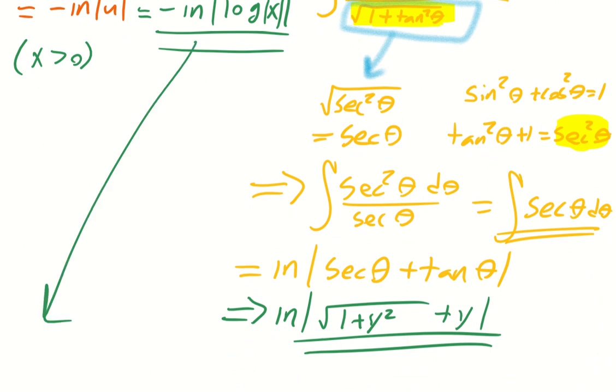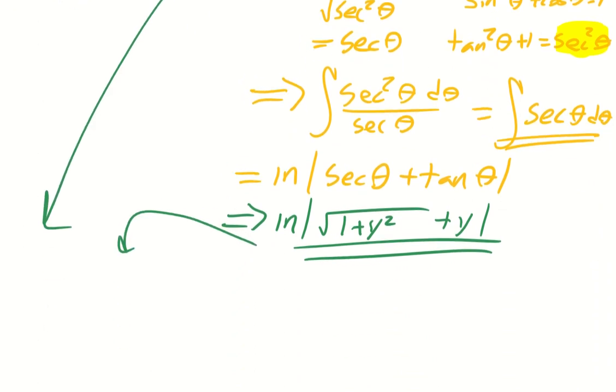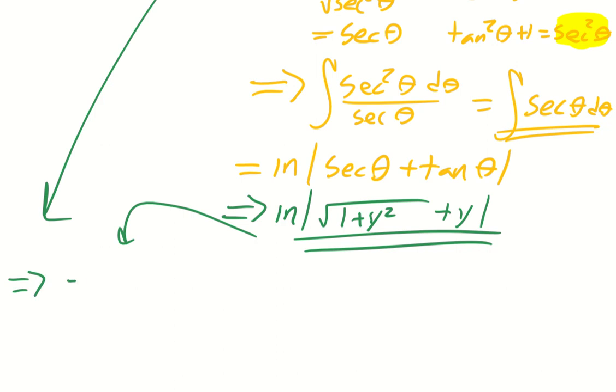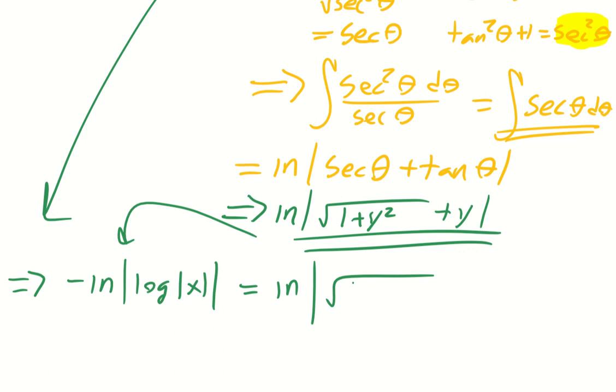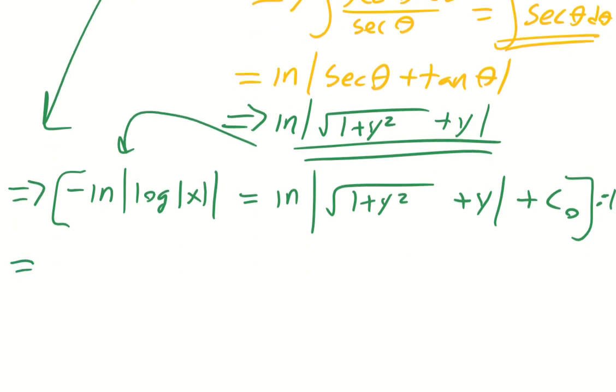And let's put this together. So we have minus natural logarithm of the absolute value of x is equal to the natural logarithm of the absolute value of the square root of 1 plus y squared, then plus y, and I will add an arbitrary constant, which I will call c0. Alright, we can simplify. The first thing I'm going to do, just because, at least in my mind, it's easier, is multiply everything by minus 1. And then we get this expression.